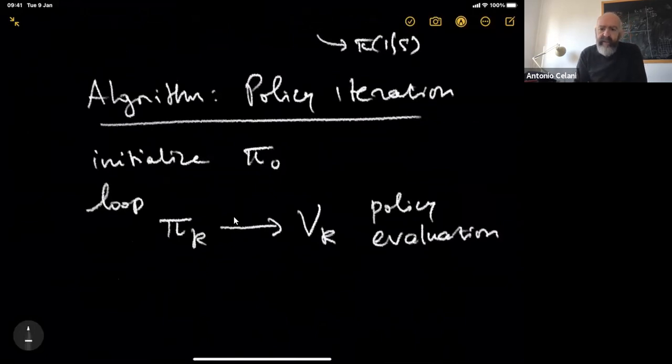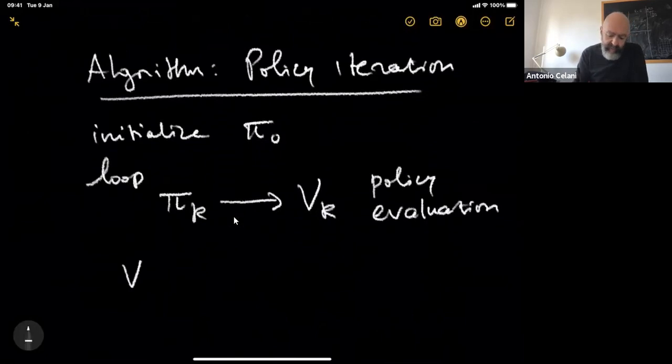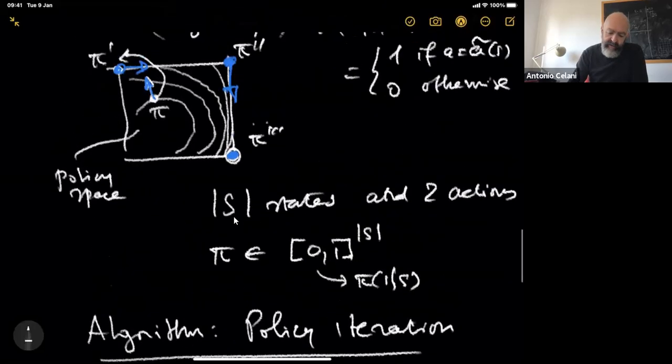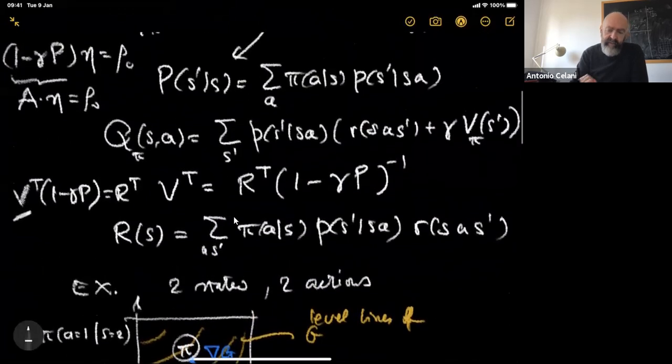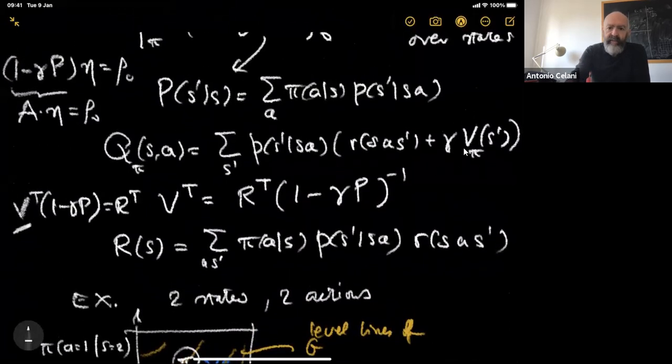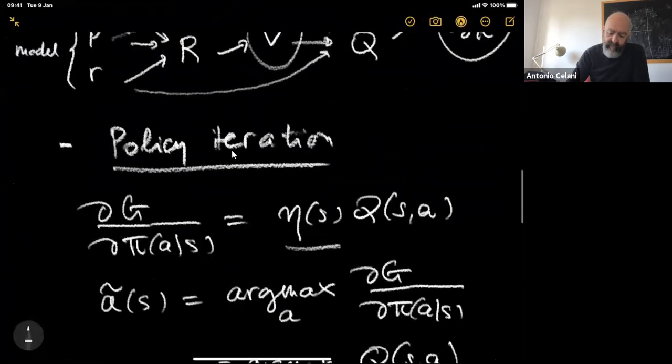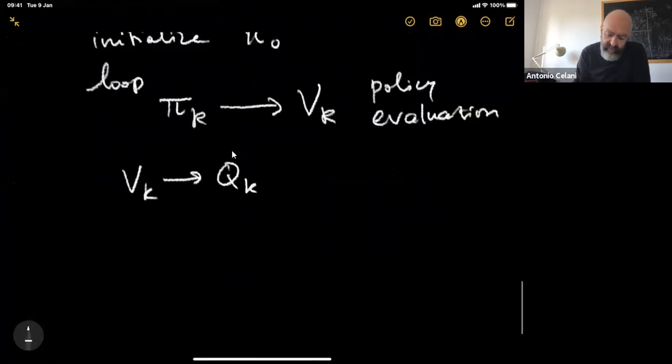Okay, it's pretty self-explanatory as a term. You have a policy and you compute a value function. Now from this value function, you can compute the corresponding Q, which is defined, you remember, here. So from this line, you have a value, all these things you knew from the beginning, so you can combine them together and get your Q. And then from your Q, through the greedy choice, you get a new policy pi k plus one.